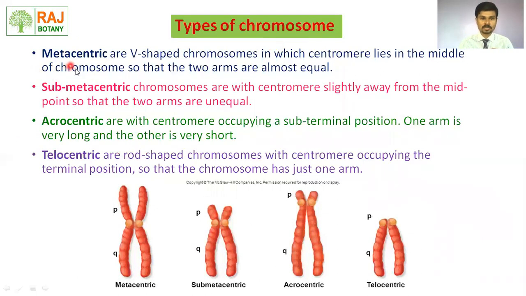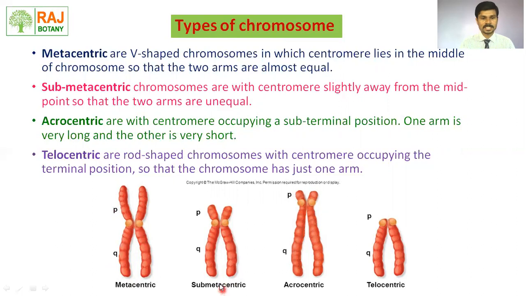Firstly, metacentric chromosomes. Here we can see the metacentric chromosomes, in which the centromere lies at the middle position or the center position of the chromosome, and when this metacentric chromosome undergoes mitosis, it gives the typical capital V shape. And here we can see both arms are almost equal due to the presence of the centromere at the central or middle position of the chromosome. So this chromosome is called a metacentric chromosome.